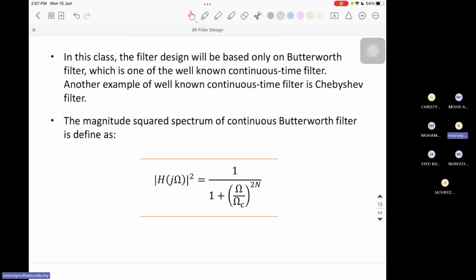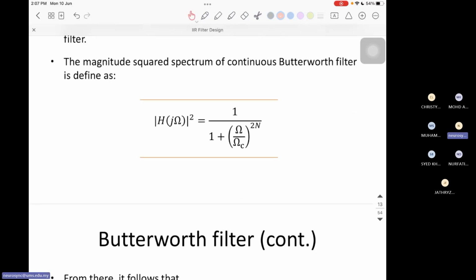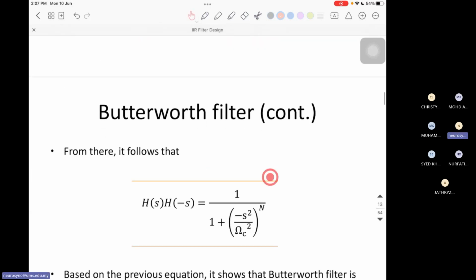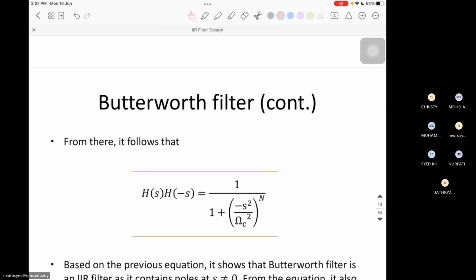There is also another continuous time filter, that is the Chebyshev filter. In case of this Butterworth filter, the magnitude spectrum is like this: 1 divided by 1 plus omega by omega c to the power 2n. So what is the unknown quantity here? Capital N, that is the order of the filter. The order of the filter is not known, correct? Sometimes it will be given, or sometimes we need to find out the order of the filter.